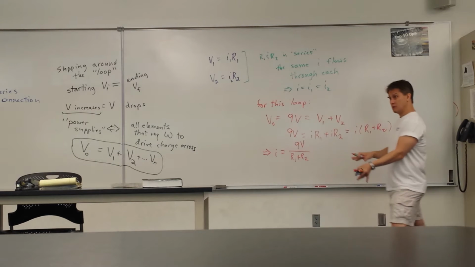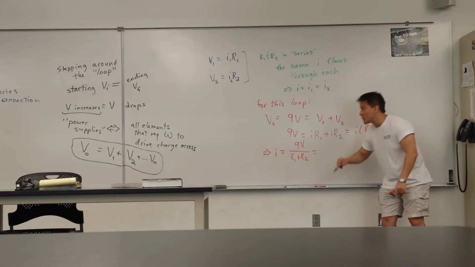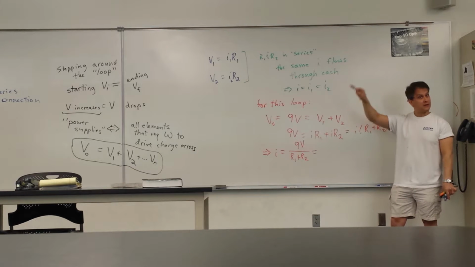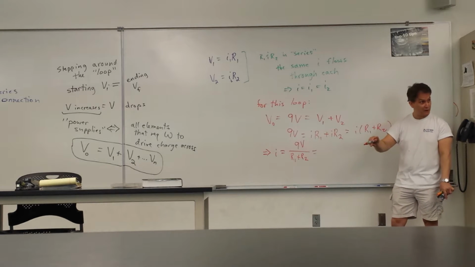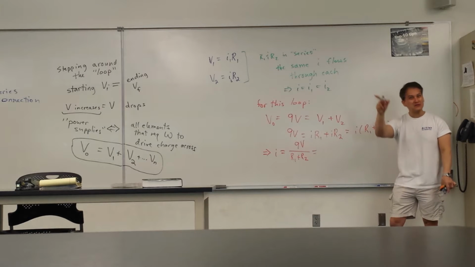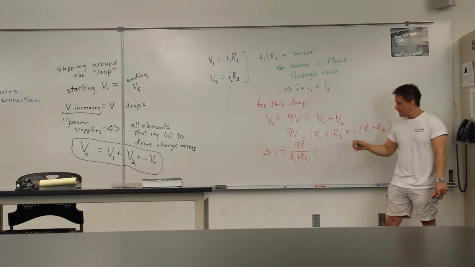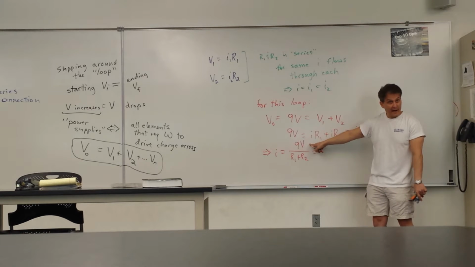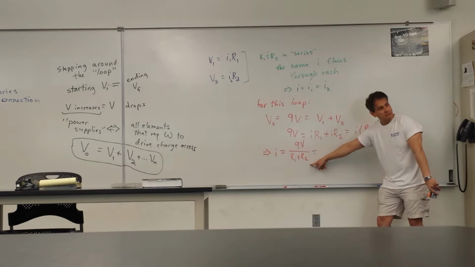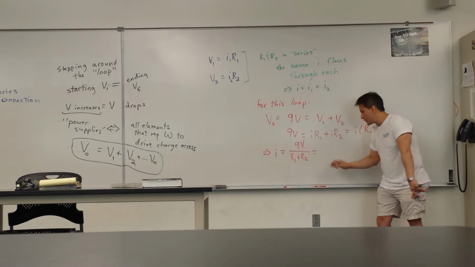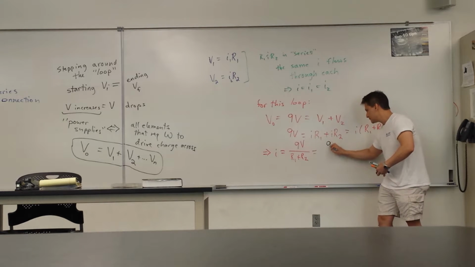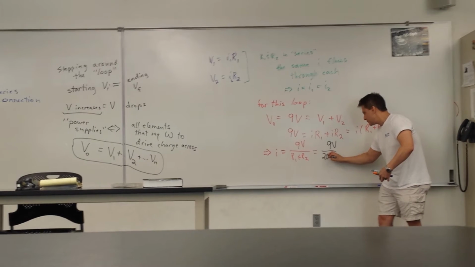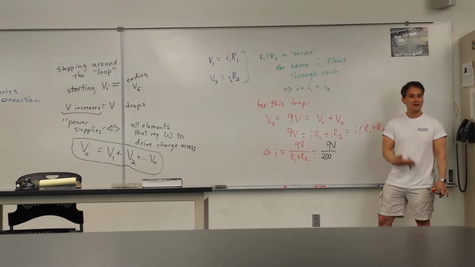So in other words, the amount of current that is drawn out of the battery, which will correspond to the amount of current that crosses the first resistor, which is the same as the current that flows to the second resistor, which will be the same as the current that flows back into the power supply, will be related to the voltage rise due to the power supply divided by the combined series resistance. So in this case, 9 volts divided by 200.